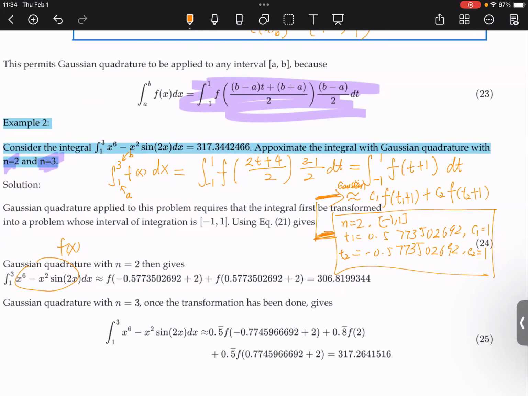Does it make sense? Should it be 2 plus 2? Because 2t plus 4 divided by 2, oh, that is 2, right? I miscalculated: 4 divided by 2 is 2. Sorry, so here we have 2. Does that make sense? We replace the t value with the t1 value here, and the other nodal point should be t2. Any questions here?